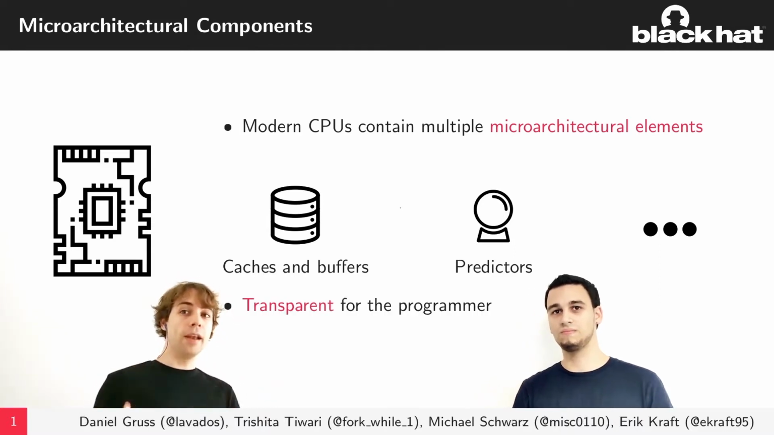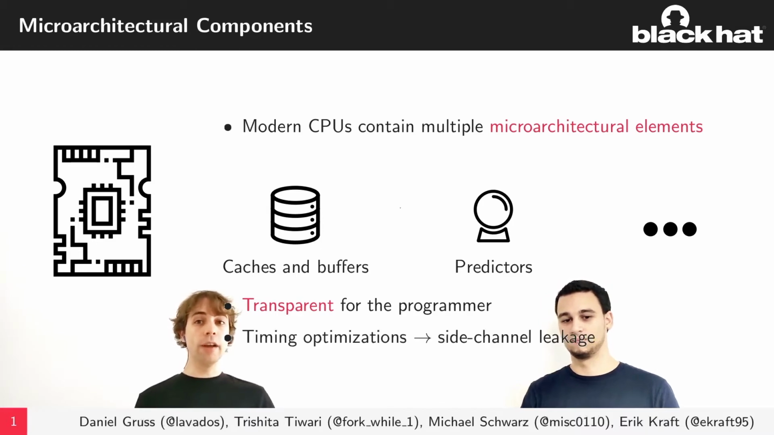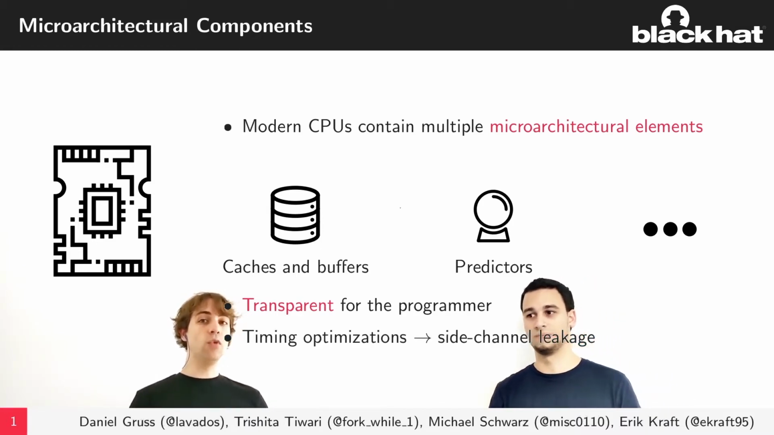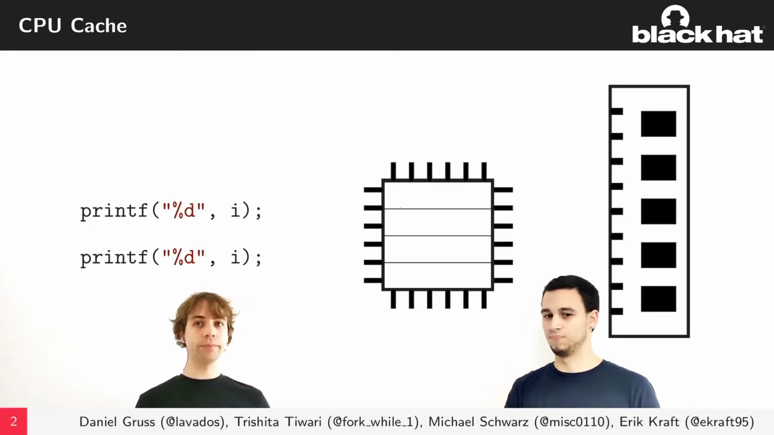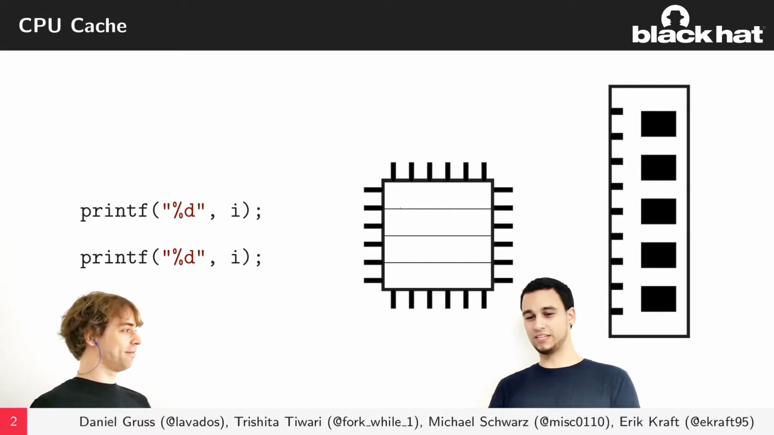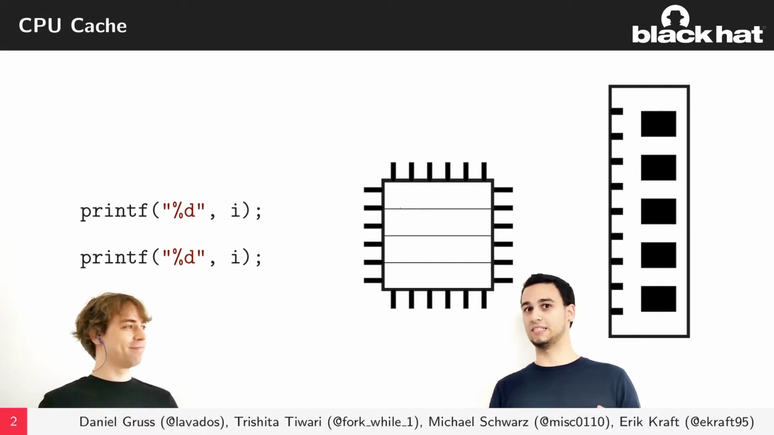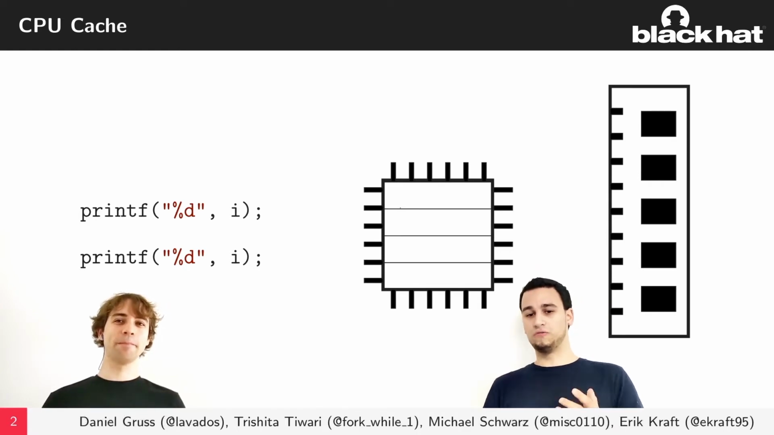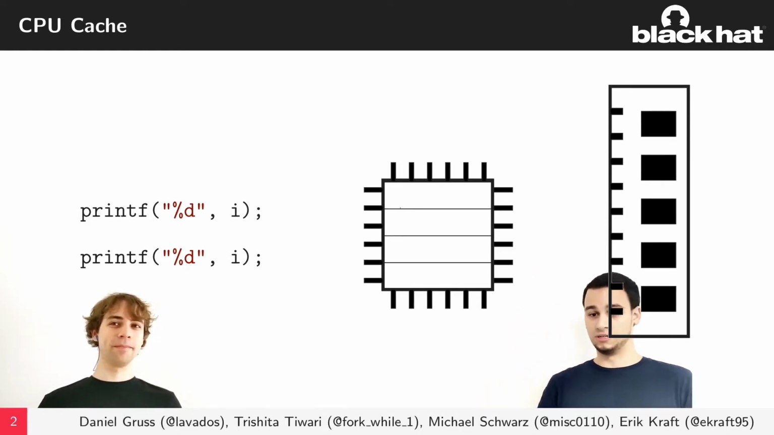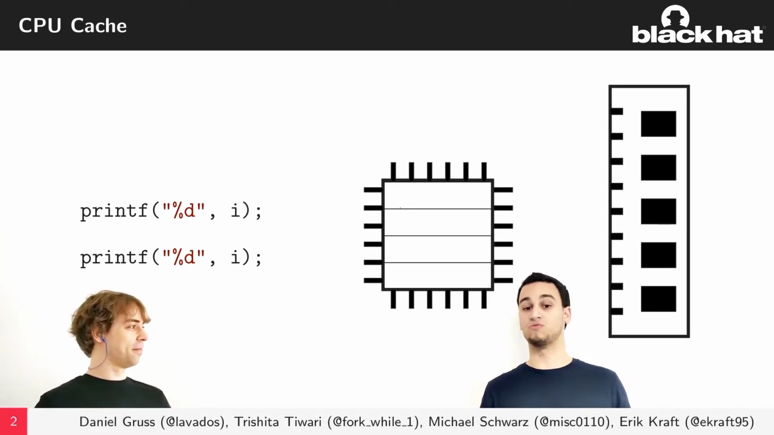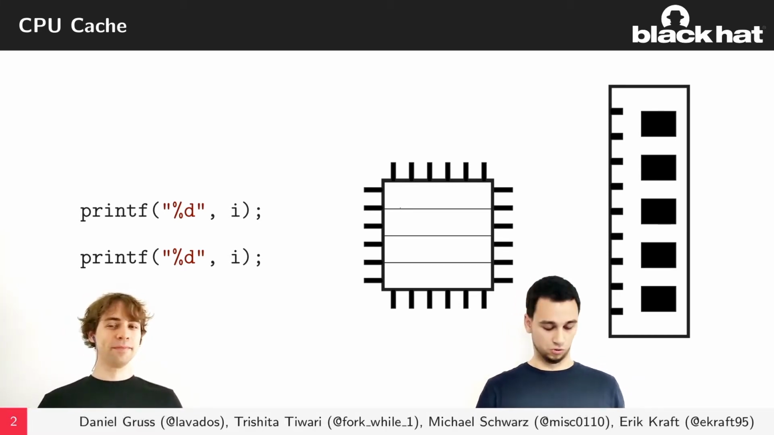So this is meant to be transparent for the programmer, but the timing optimizations, for instance, will then lead to sidechannel leakage. That all sounds a bit abstract, right? Maybe we should go into an example, like a CPU cache, something that many people will already know. So if I take a CPU cache, for example, like here in the middle, and I have a short code snippet on the left that accesses one variable twice in a row.